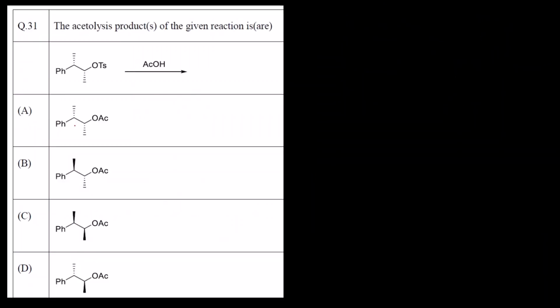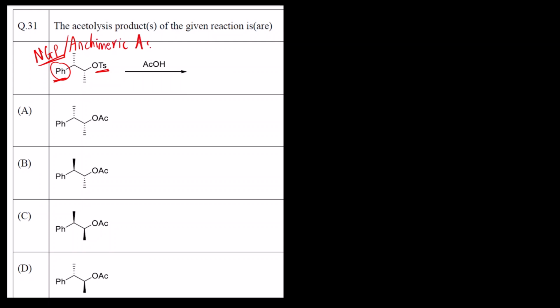Let us see the next question. The acetolysis product of the given reaction is. Now OTs is a very good leaving group and Ph is benzene. So here which reaction will take place? This Ph or benzene can undergo NGP reaction, which is also called anchimeric assistance.